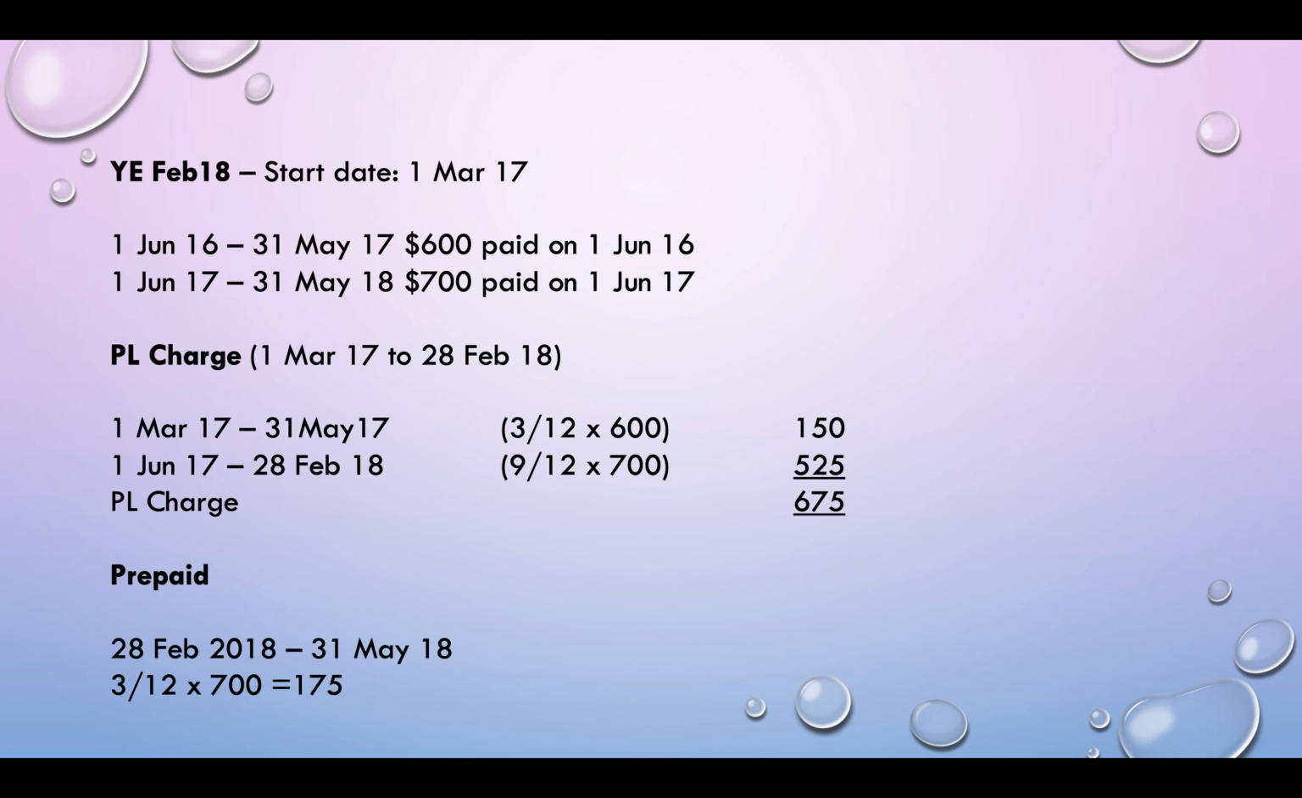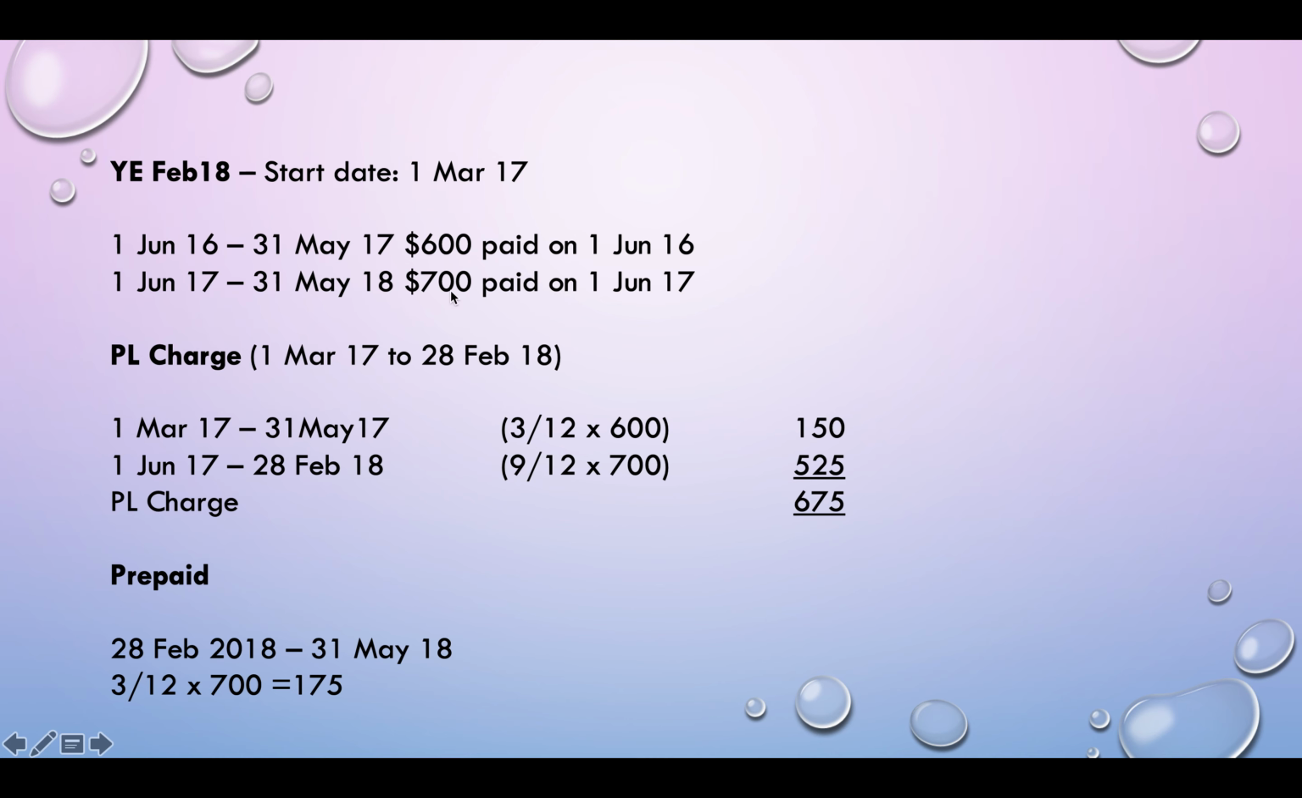When you study a question like this, it is good to lay out the information you already know and make a link between them. The year end is February 18 and therefore the start date is one day after 28th February, which is the 1st of March, and you go back 1 year, which is 17. You have made two payments, on the 1st of June 16 and the 1st of June 17, and we have different periods and different amounts as well.